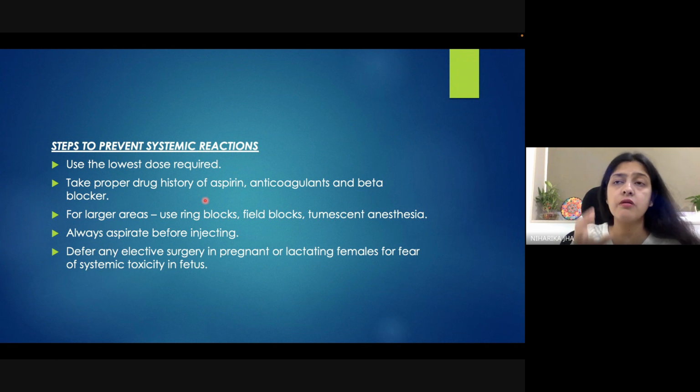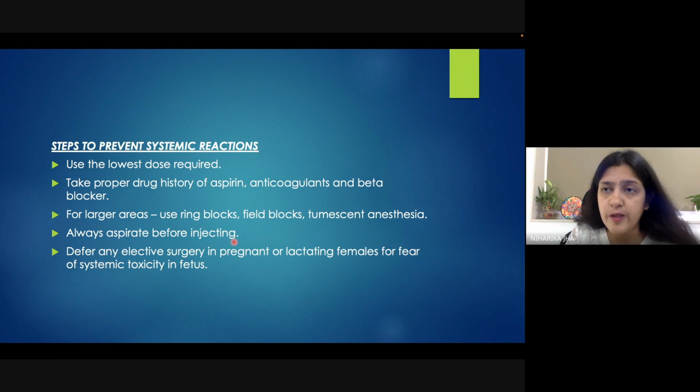We should ask the patient before injecting the anesthesia if he or she has been exposed to local anesthesia prior to this procedure. If yes, you can continue with the procedure. If no, or if the patient cannot recall, do give a test dose prior to injecting the anesthesia. If the test dose is fine, then you can definitely proceed with the procedure. We need to take a proper drug history if the patient is on aspirin, beta blockers, or anticoagulants. If you're operating on a larger area, use ring blocks, field blocks, peripheral anesthesia, or tumescent anesthesia. This way, the patient will also be more comfortable for the procedure.